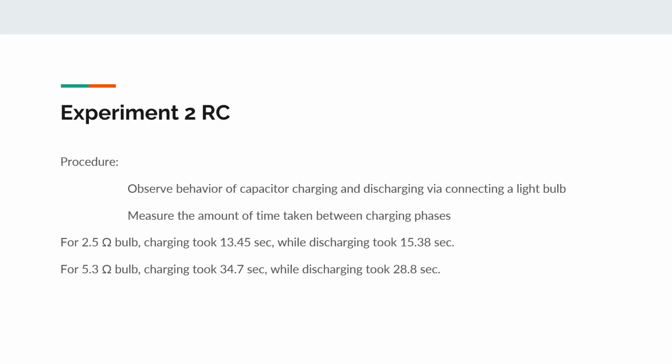We began the charging process by connecting the battery to one of the bulbs and a capacitor in series. Visually, the light illuminated and then began to extinguish once charging was completed. The battery is then disconnected from the circuit and the bulb lights up before dimming, or rather discharging, once again, along with the amount of time taken to charge and discharge for each of the bulbs.